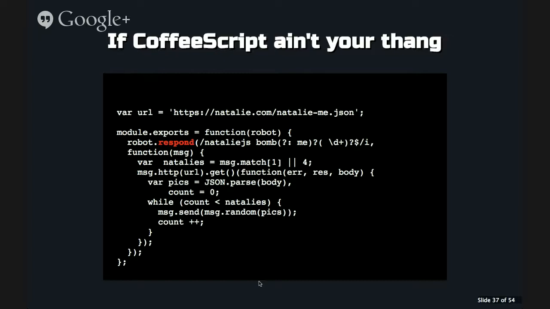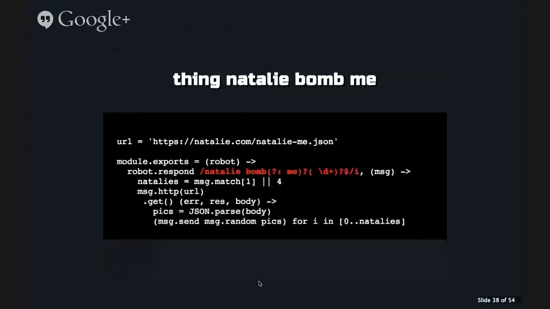CoffeeScript isn't too bad once you get used to it. It's a little weird at first, but you get past it pretty quick. So that's the same command using just regular good old JavaScript here. And so we got the response. We'll respond to "thing, Natalie bomb me," and it'll capture a certain number of Natalie pictures that you want. Otherwise, it'll default to 4. Basically we're matching on this regular expression.